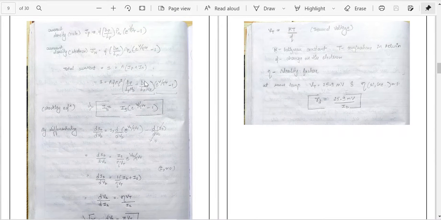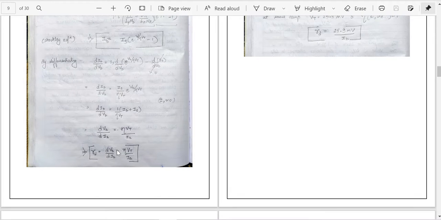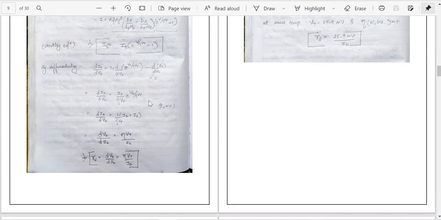So I have here derived the current equation for the diode. This is the current density for the P side, and then the current density for the N side, and by a little bit of algebra, this equation comes. This is known as the Shockley equation, where the current in the diode is Is, that is the saturation current, times e to the power V by nu Vt minus 1, where Vt is the thermal voltage, nu is the ideality factor, and Is is the saturation current.